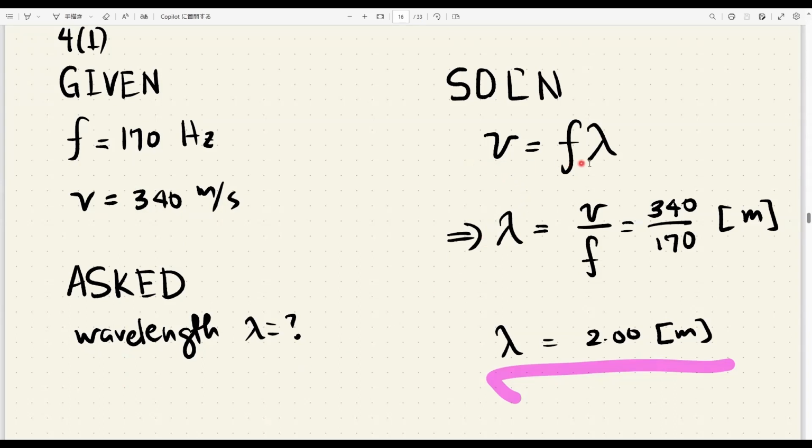Now, we just recall this relationship between the speed of the wave, the frequency of the wave, and the wavelength of the wave. And this applies to any wave. We are given the speed and the frequency. So we just rearrange this, and we have here the wavelength equals the speed divided by the frequency, and we're given the speed here to be 340, the frequency to be 170, and we see that the wavelength is just 2 meters.